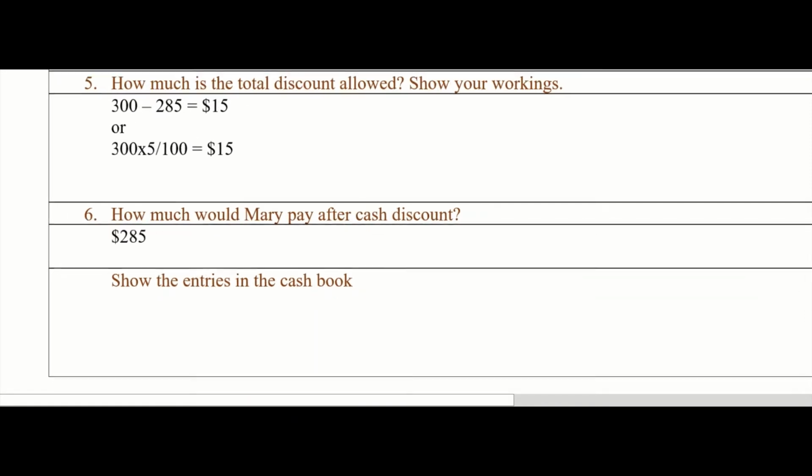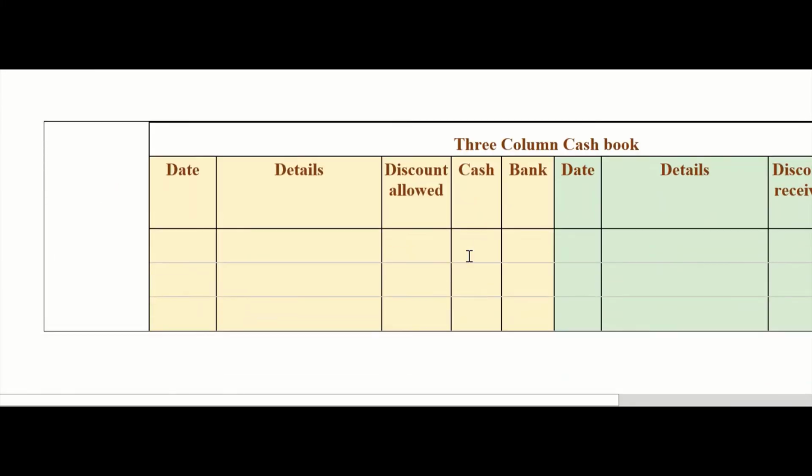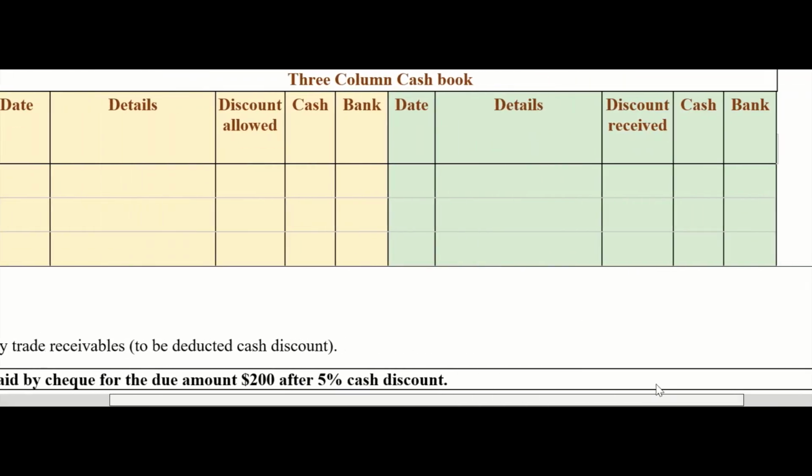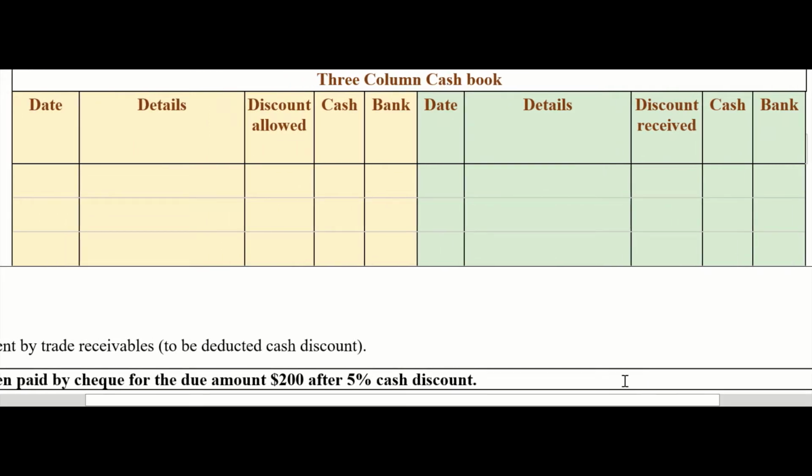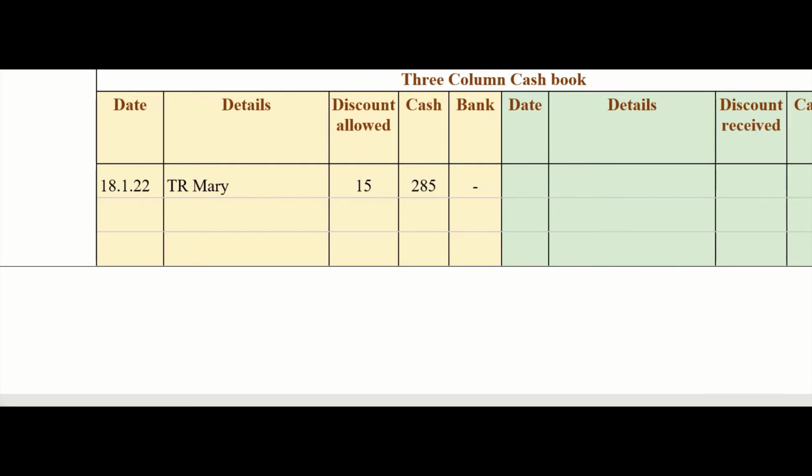So here you're receiving a payment from a trade receivable. So the entry in the cash book is different compared to what you did before. Remember, you enter the information on the debit side, detail: trade receivable Mary. You allowed a discount of 15 and the payment is received by cash, therefore $285 in the cash column. Now let's move to the next entry.